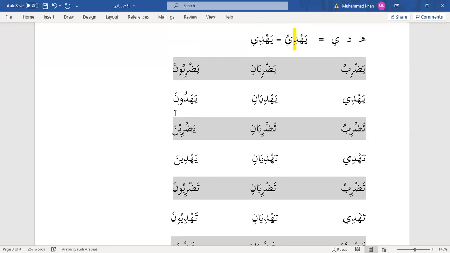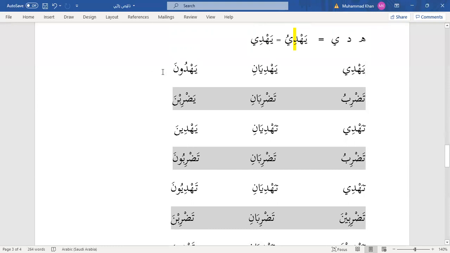So if you are able to memorize da'a, yad'u, then most of the changes for the four forms will change. The past will be the same for both da'a and hada, whereas for the mudari, most of it is the same. There will be a small change. So this one is clear now.